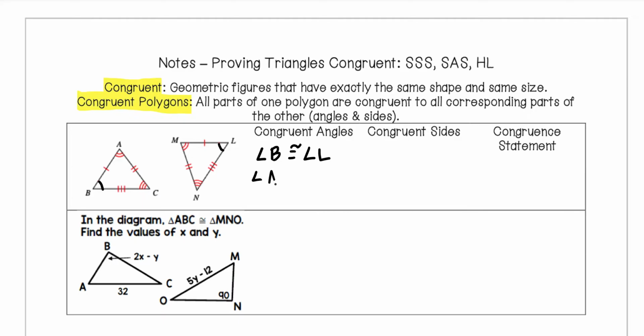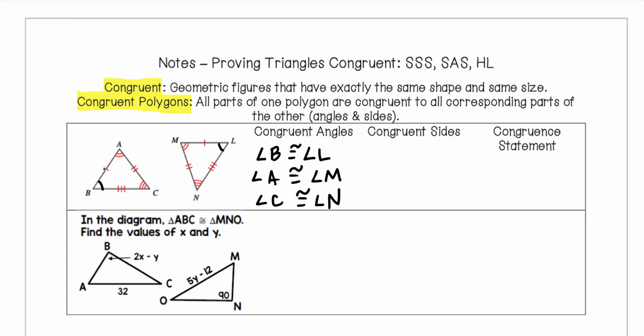Similarly, angle A has two arcs, and angle M in the other triangle has two arcs. And lastly, angle C is congruent to angle N because those both have three arcs. So you're looking for the number of arcs to mark which ones are congruent. That means that if angle B was worth 65 degrees, then angle L would also be 65 degrees.